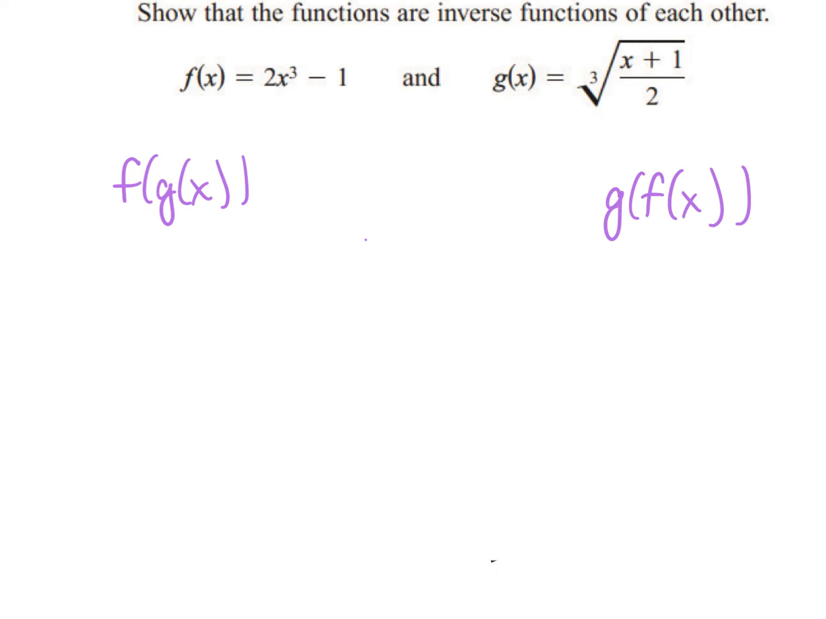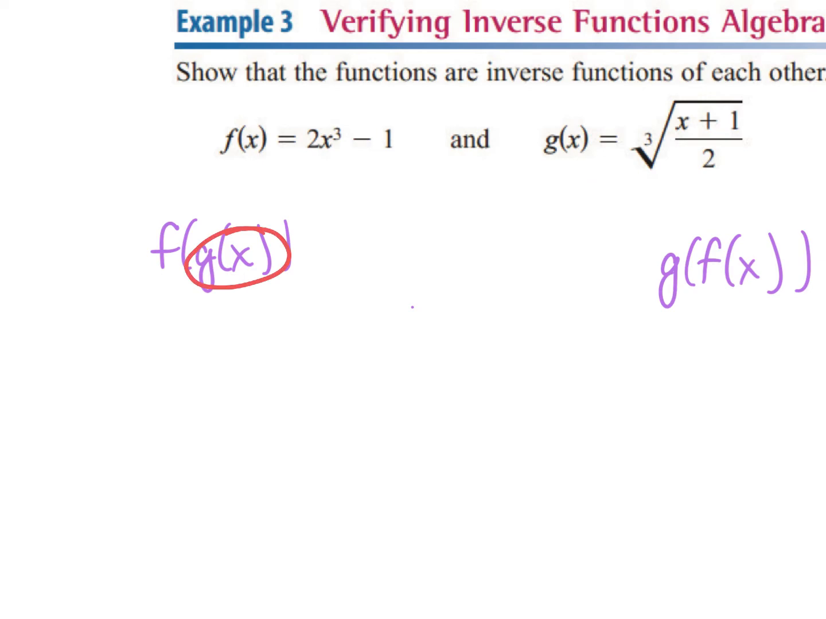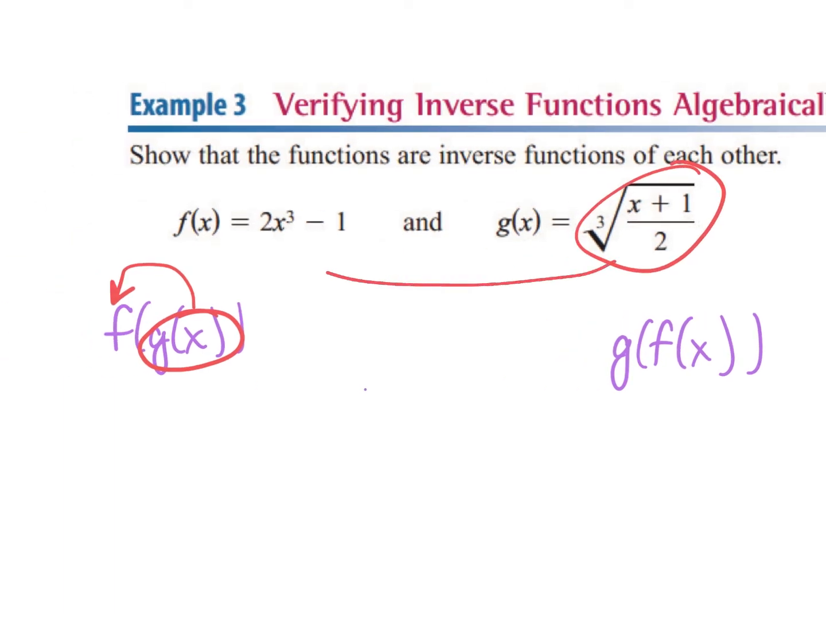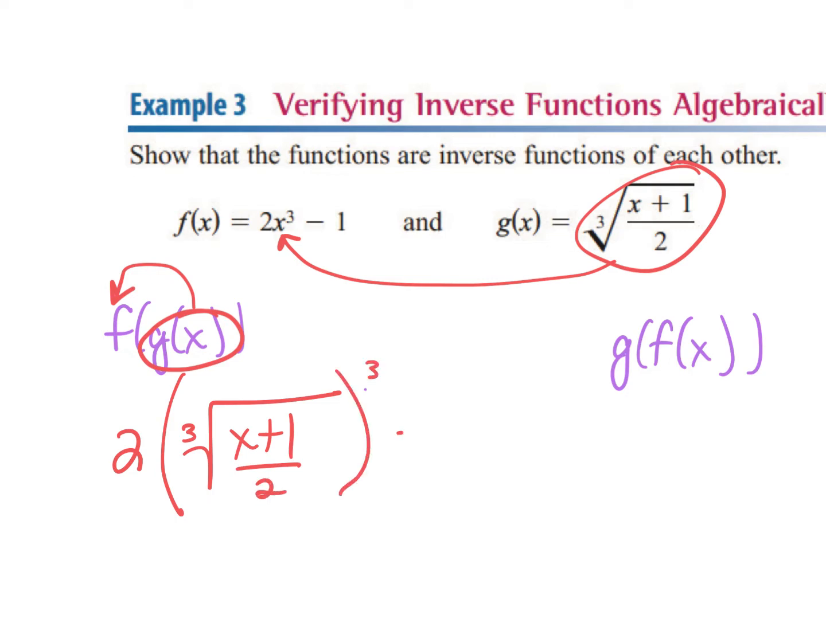What did I write right there? Would you read that? Okay, f of g of x and then g of f of x. So what is this first example telling me to do? Take the g and do what? Plug it into f. I'm going to take the g function and plug it into the f, and we're going to simplify from the inside out. So my f function is 2 times, instead of x, I'm going to write the cube root of (x plus 1) divided by 2, cubed, minus 1, right?